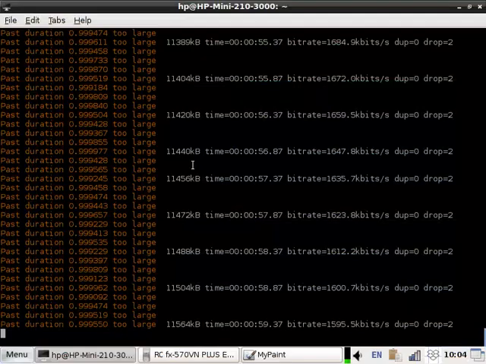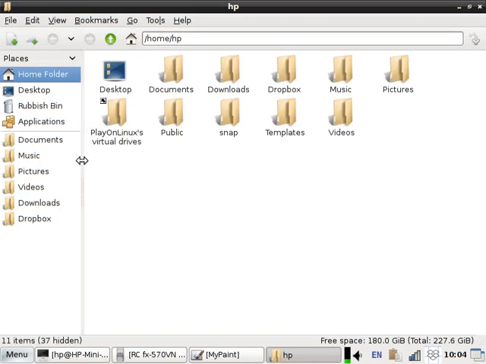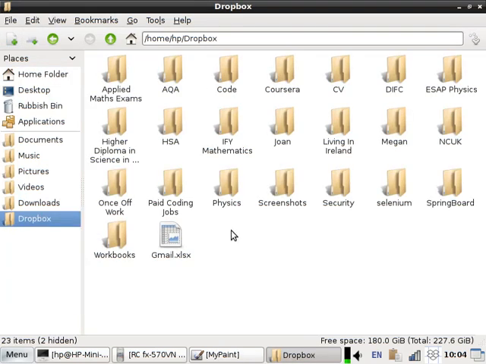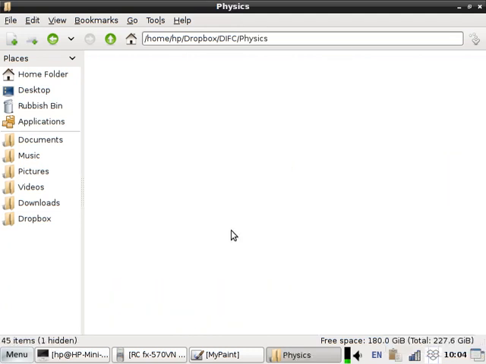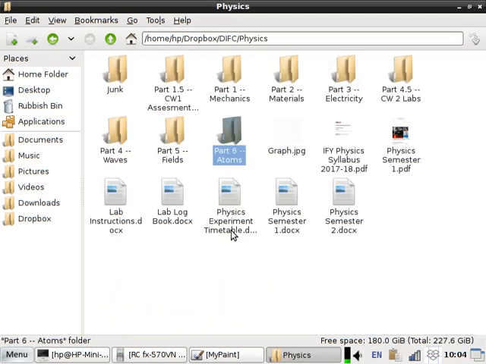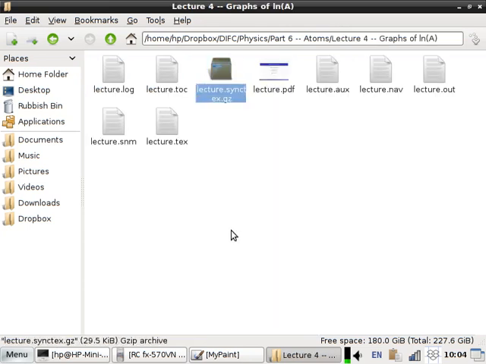Okay, what did we say now? Graphs, was it? Okay, let's start with that now. Atoms. Oh yeah, we do have a bit to do, don't we?